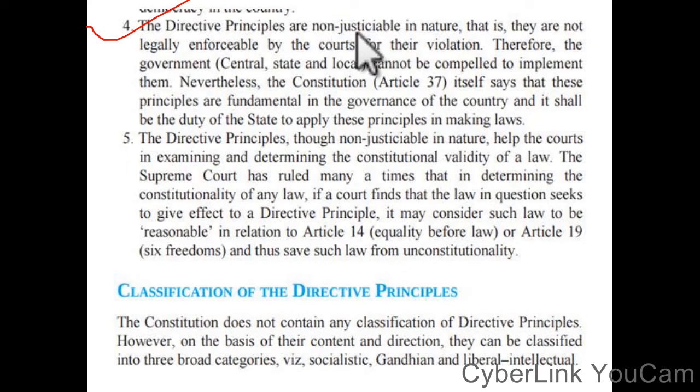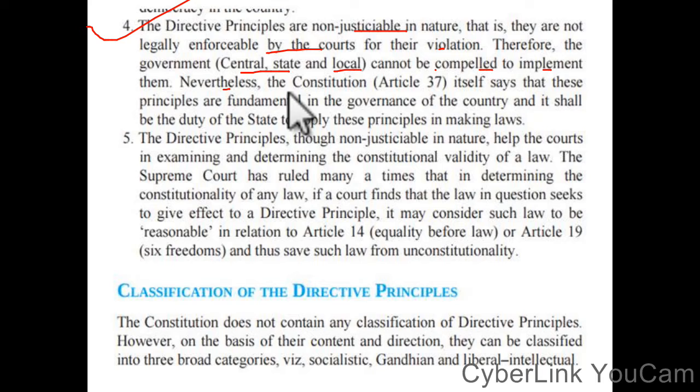The Directive Principles are non-justiciable in nature. That is, they are not legally enforceable by the courts for their violation. Therefore, the government, central, state, and local, cannot be compelled to implement them.